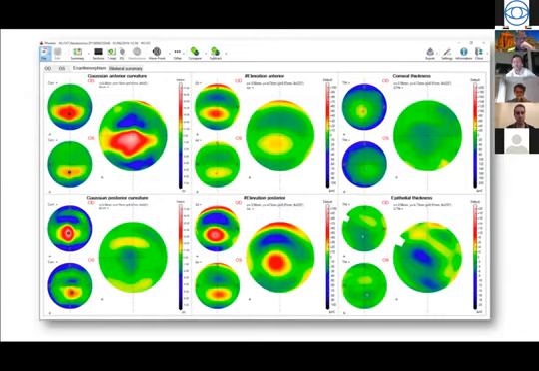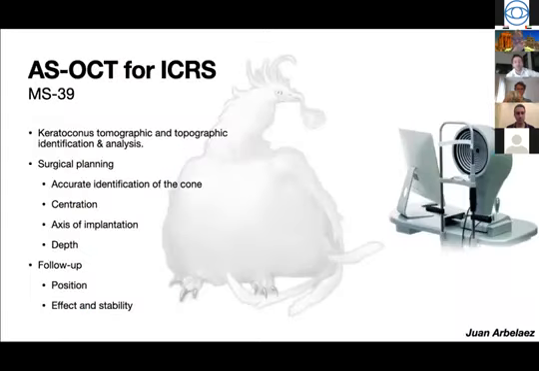And we have a very nice way to evaluate our case as a mirror image. This is called enantiomorphism. Here we have the right compared to the left, in different maps: the Gaussian anterior, the Gaussian posterior, the elevation anterior, and we can see that the images are mirror images in all of the cases. So it's very helpful to identify cases where we have a keratoconus very evident in one eye and the other eye is not so clear.